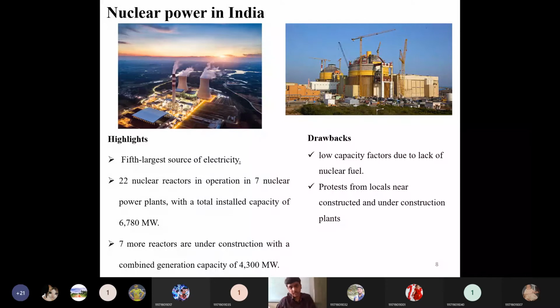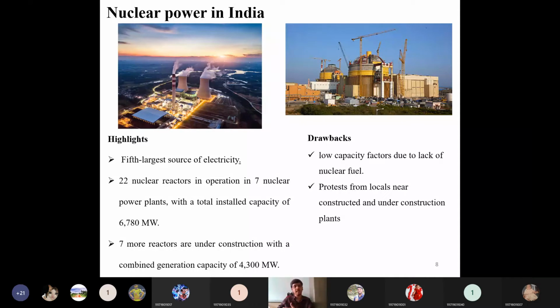The next one is nuclear power in India. So what are the highlights of nuclear power in India? What is the progress of nuclear power in India? What the highlights are, first we will see. Nuclear energy is the fifth largest source of electricity in India.